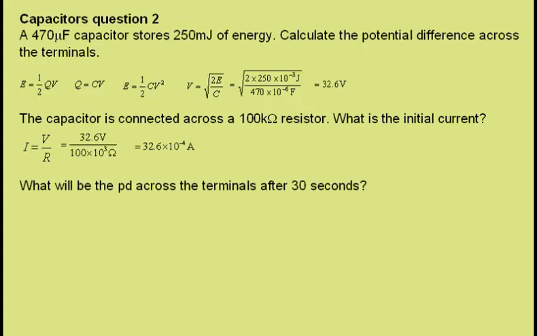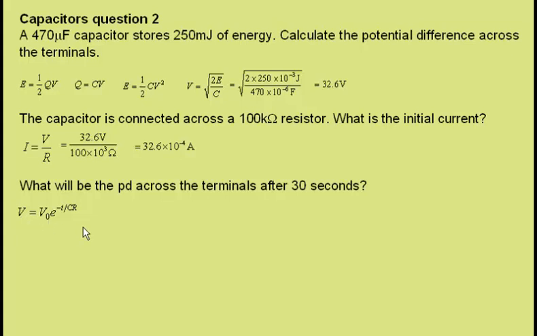What will be the potential difference across the terminals after 30 seconds? Well, here we can use V is equal to V naught e to the minus t over CR. This equation is given for Q on the data sheet, and we can also use it for I or for V.